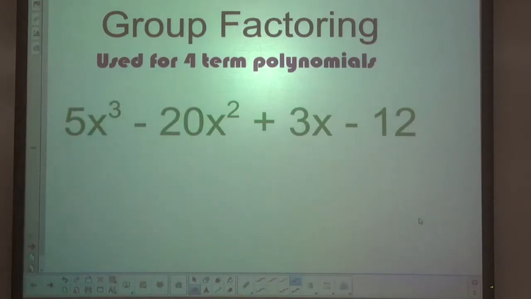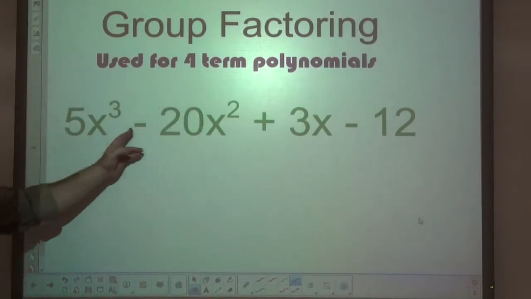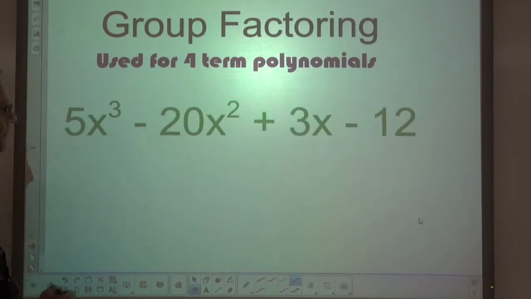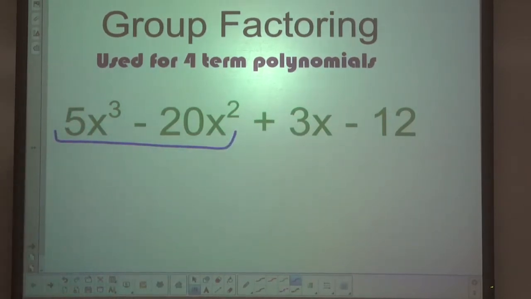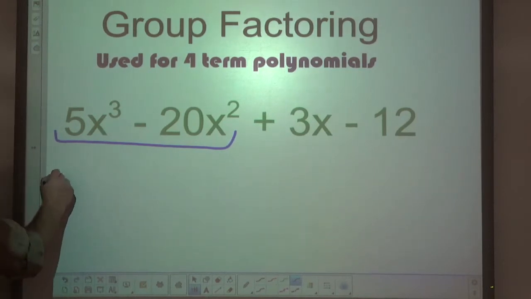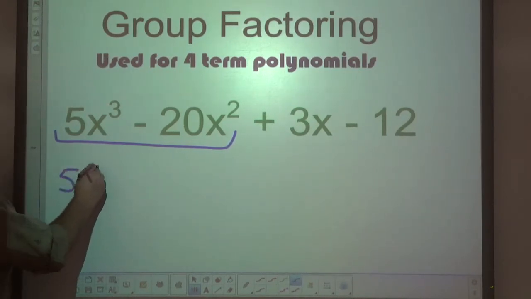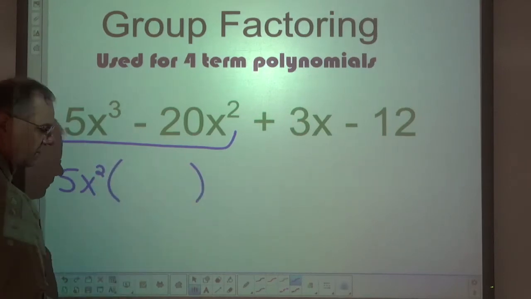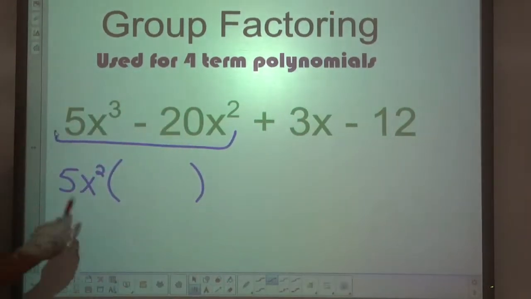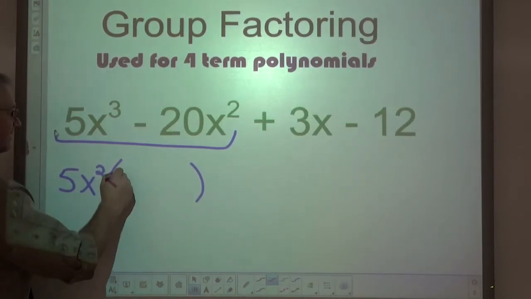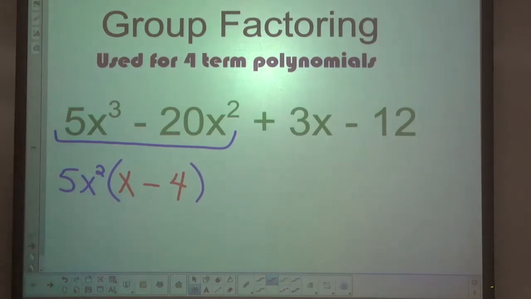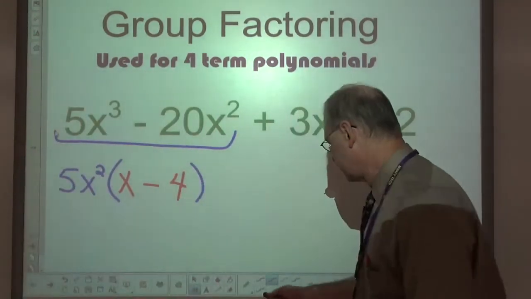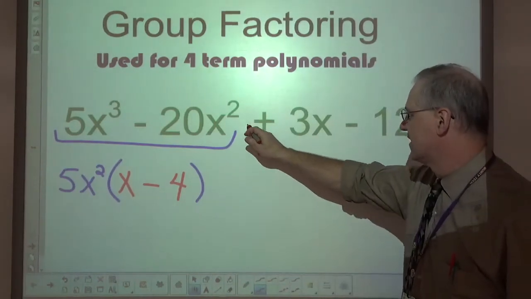Basically, the idea is you're going to look at the first two terms only and see, is there something that I can take out of those two terms? In this case, you could take out a 5 and an x squared. When I factor out a 5x squared from each of these, I get x minus 4 left inside.